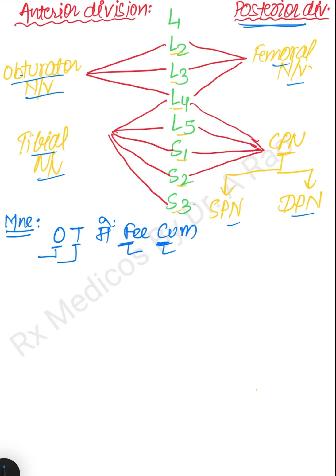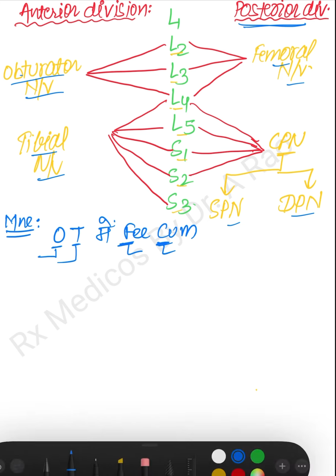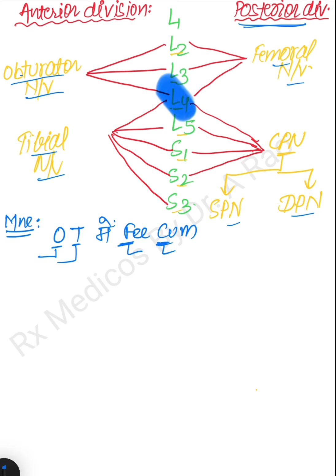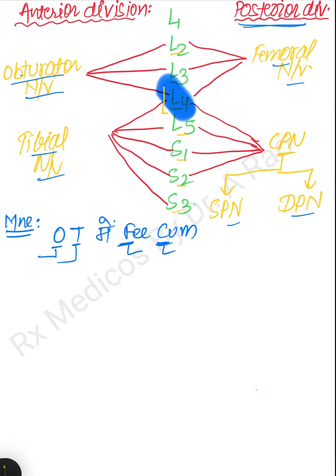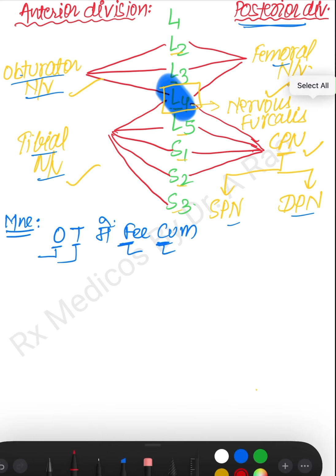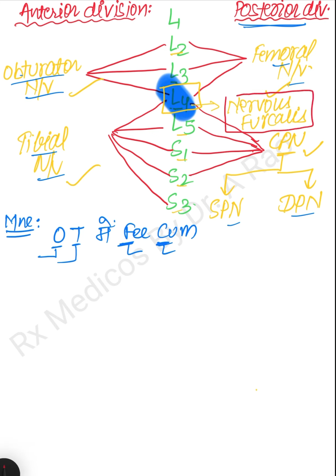Okay, now we are seeing one thing here: when we talk about L4, when we talk about L4 contributing to the formation of all the nerves, whether it is the obturator nerve, the femoral nerve, the tibial nerve, or the common peroneal nerve, that's why L4 is called the nervus furcalis. What do we say to L4? We say L4 is the nervus furcalis, because it contributes to the formation of all the major nerves of the lower limb that we have discussed here. So that is the note point that we have to remember from here.